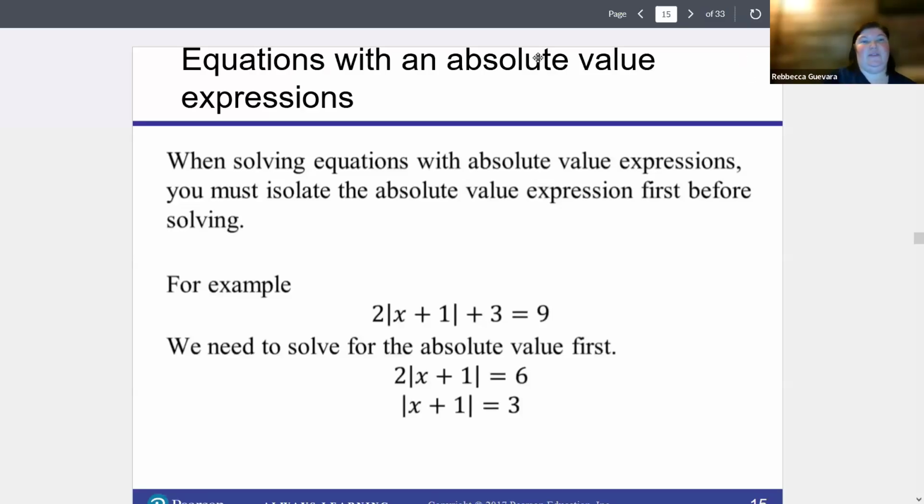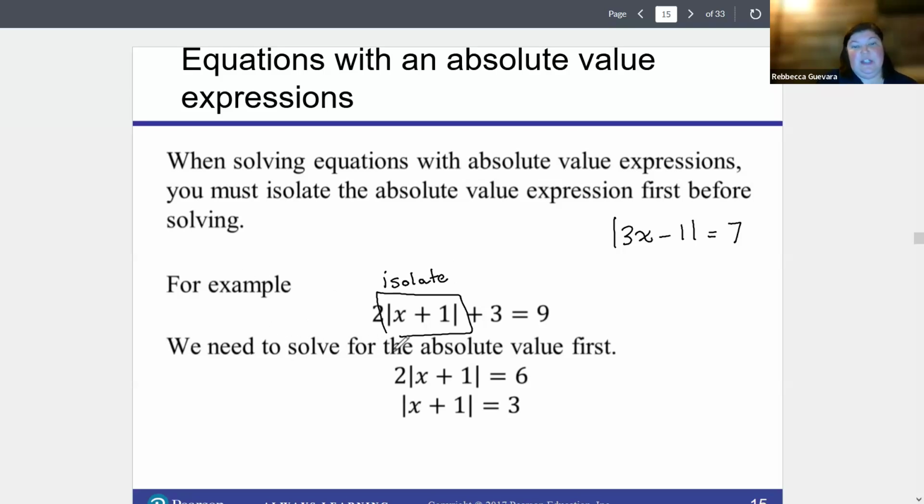So here we're going to have expressions with an absolute value in them. The other cases that we'd had something like, what was the last one? 3x minus 1 is equal to 7. We had that absolute value isolated before I did anything. So if we have something a little more complicated, like 2 absolute value of x plus 1 plus 3 equals 9, what I want to do is I want to isolate that absolute value.